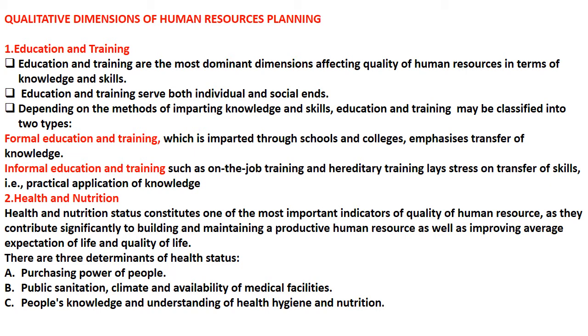Okay. So these are the two main dimensions of human resource planning, that is education and training, and health and nutrition. Every country is focusing on these two factors, that is, they have to make their citizens educated and prepare them to meet the challenges of the future, then provide them with effective nutrition so that they can be a healthier generation.